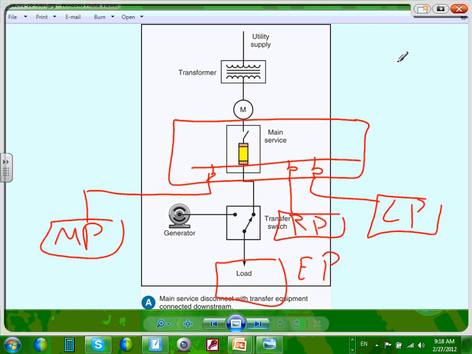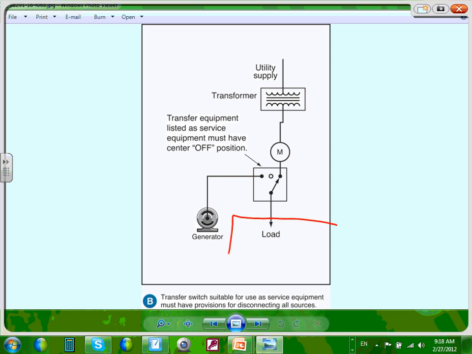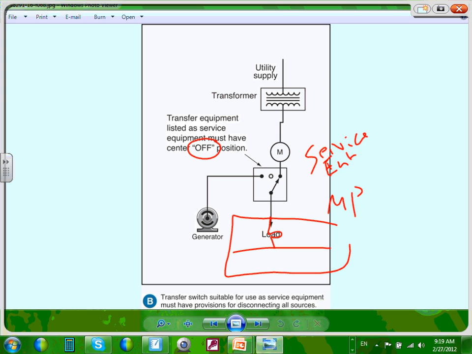If you do it the other way, look at this. Can you see how we did it? Isn't that what we did, guys? This will be your main panel. This one first has to have an off position because it's now a disconnect for the whole building, and it has to be rated for service entrance. Not a big deal, they make them.